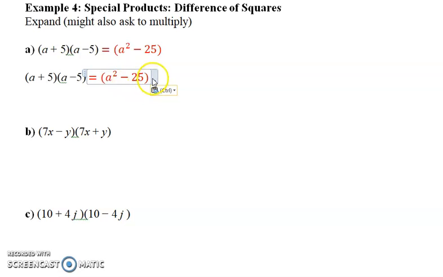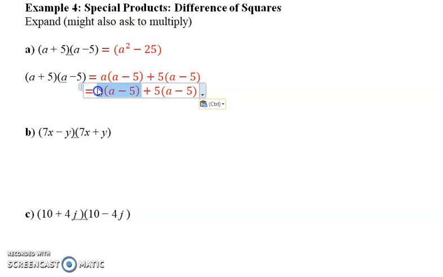So if someone else did it this way and they didn't recognize that it was a shortcut, and they said, okay, I'm going to do it with the distributive property, they would have a multiplied by a minus 5, plus 5 multiplied by a minus 5. Then you would expand it. A times a is a squared. A times negative 5 is negative 5a. 5 times a is 5a, and 5 times negative 5 is negative 25.